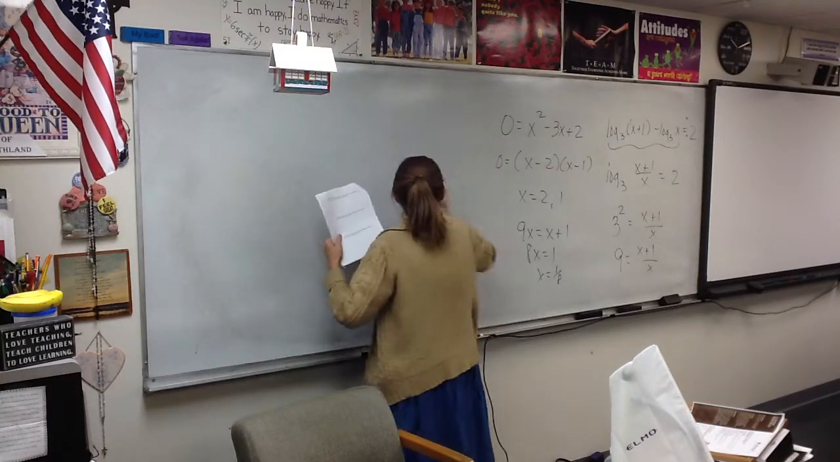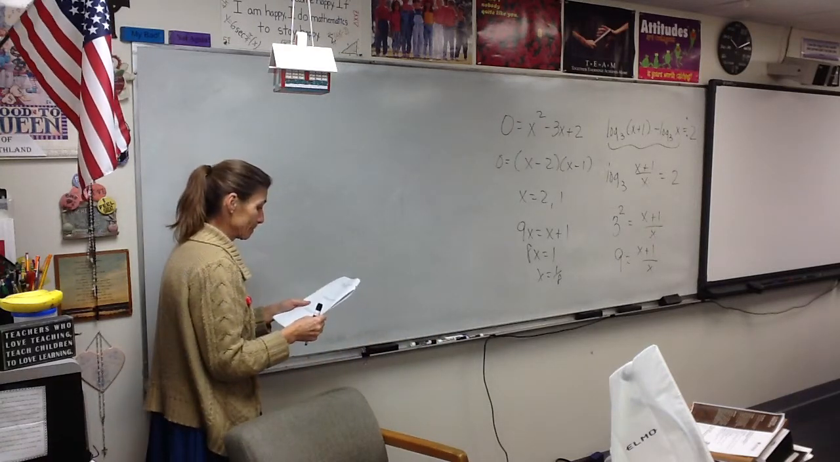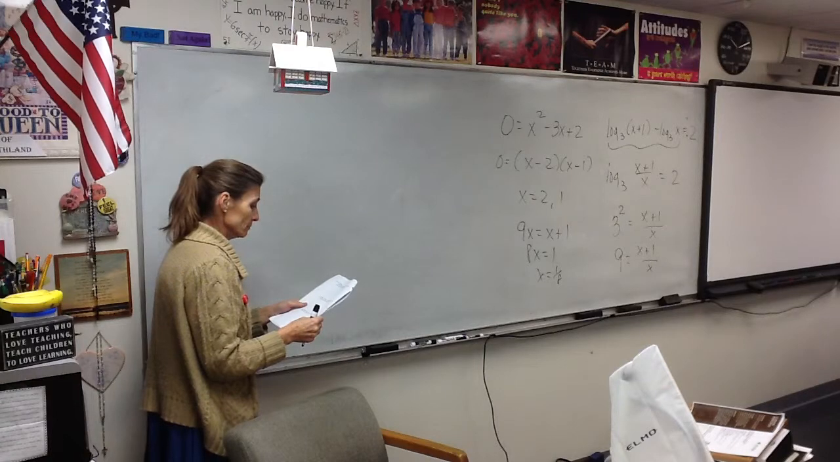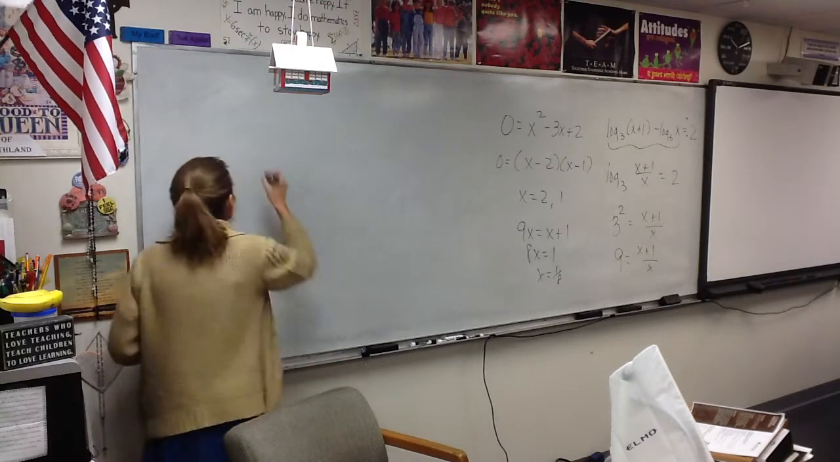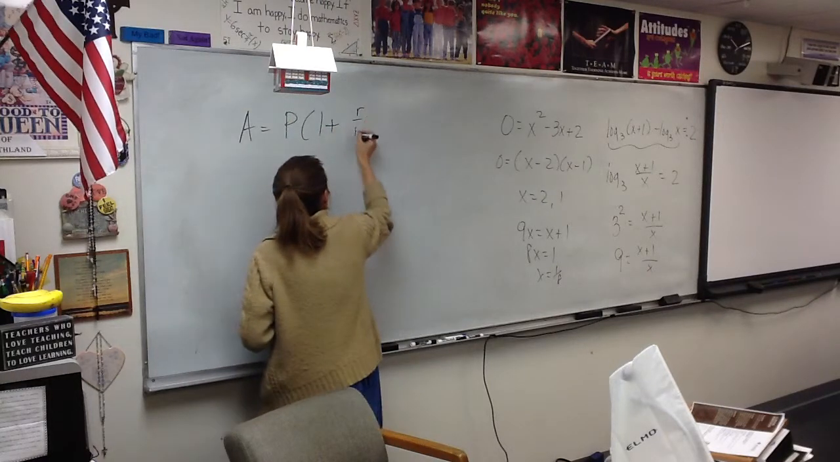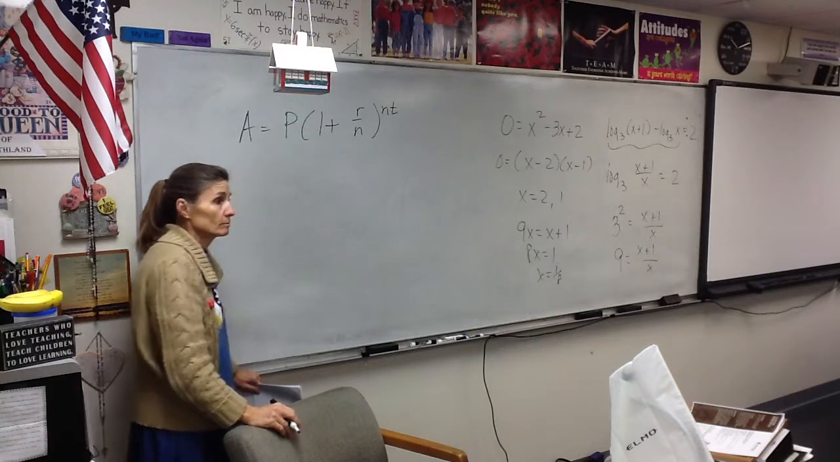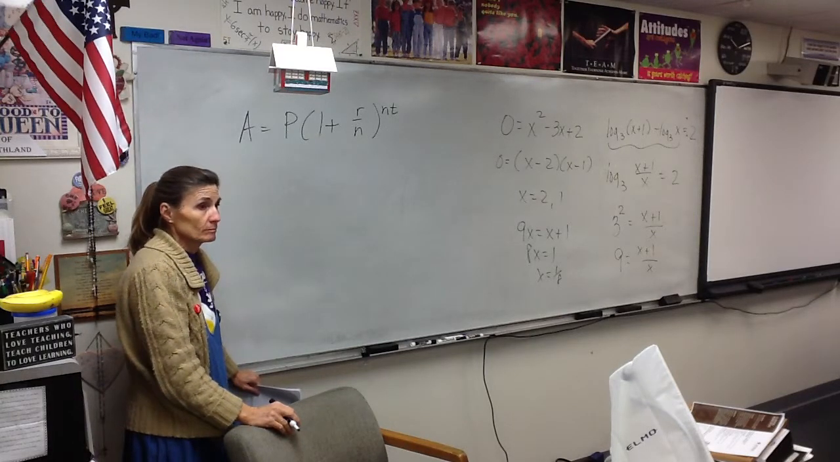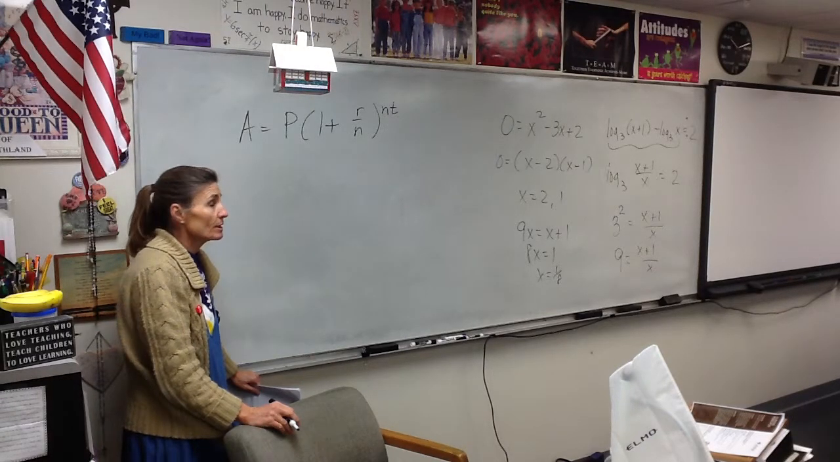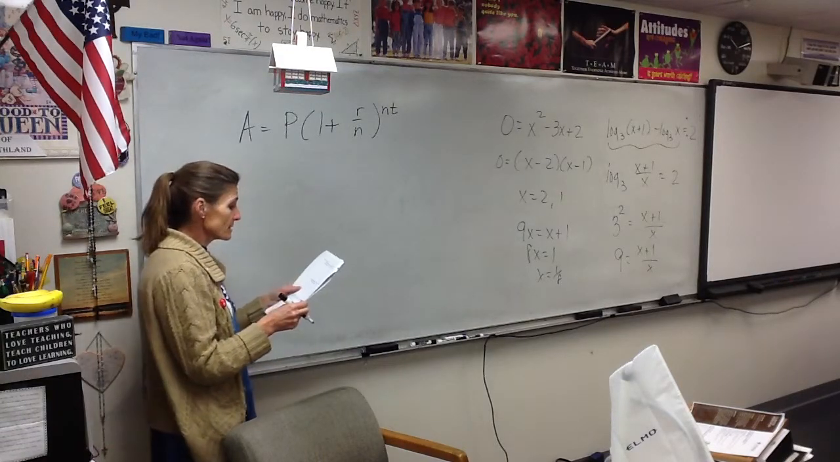Okay, step 1. What formula am I going to use? The long one. So A equals P times (1 plus R over N) to the NT. Everybody okay with that? All right, now we're going to plug in. We're on 8B. So we're going to plug stuff in.